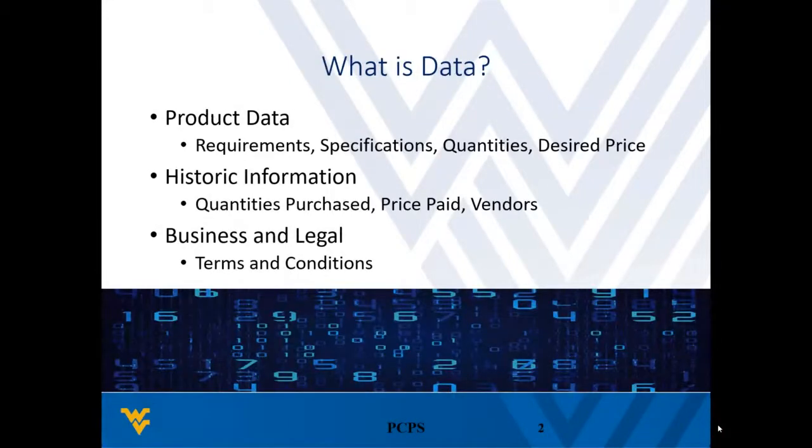So what is data? Data, guys, is really any number of things, right? So again, I'm talking about this from a procurement perspective, but this goes across the board, right? All of this is examples of data, regardless of your profession. So product data, right? Requirements. A car has to have a top speed of 120 miles per hour, right? That's what we're building towards.